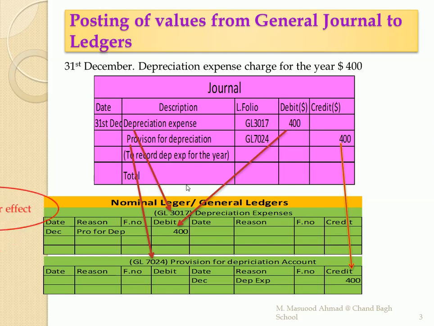So our debit is equal to credit. Debit 400 here in the depreciation, and the corresponding credit 400 on the credit side. In this way you can post every entry from your journal to your respective ledgers.